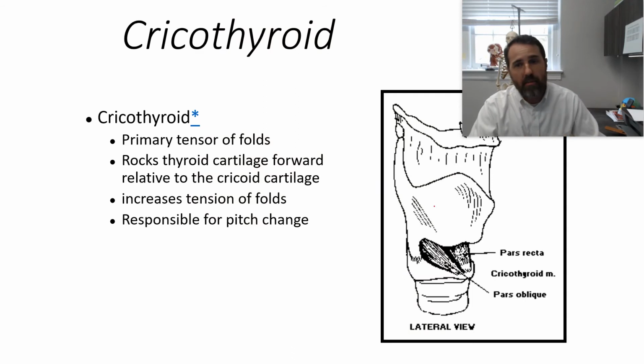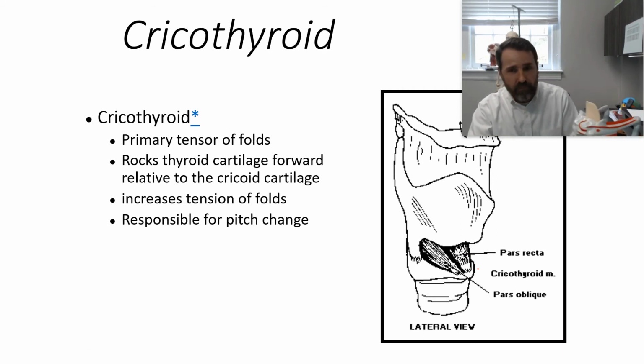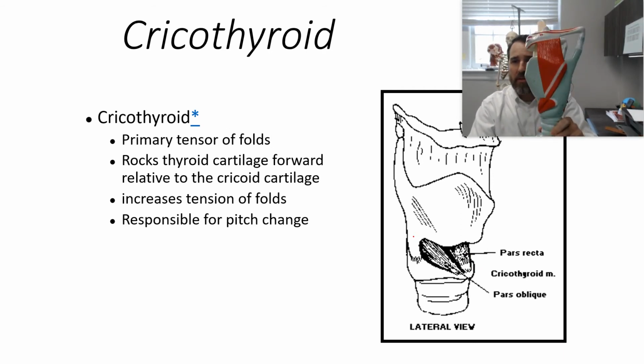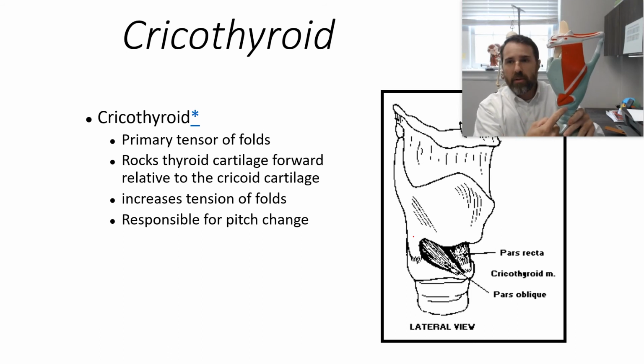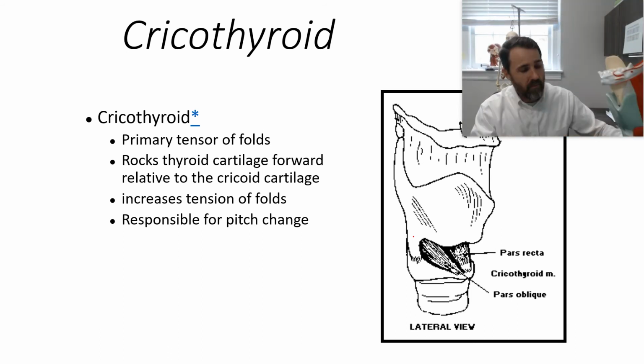One more muscle we're going to talk about, the last intrinsic muscle of the larynx, is the cricothyroid muscle, and I mentioned this in class. This is the muscle that runs from the cricoid cartilage to the thyroid cartilage.